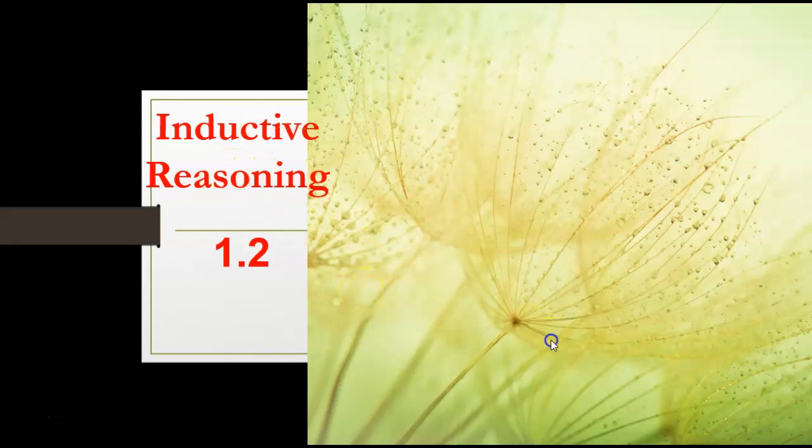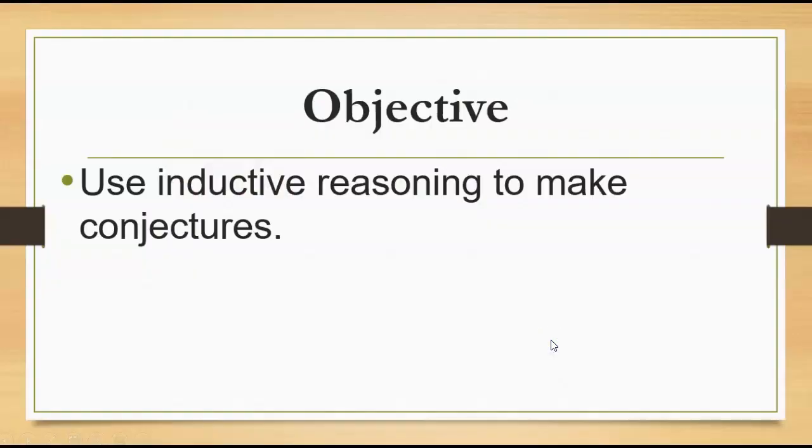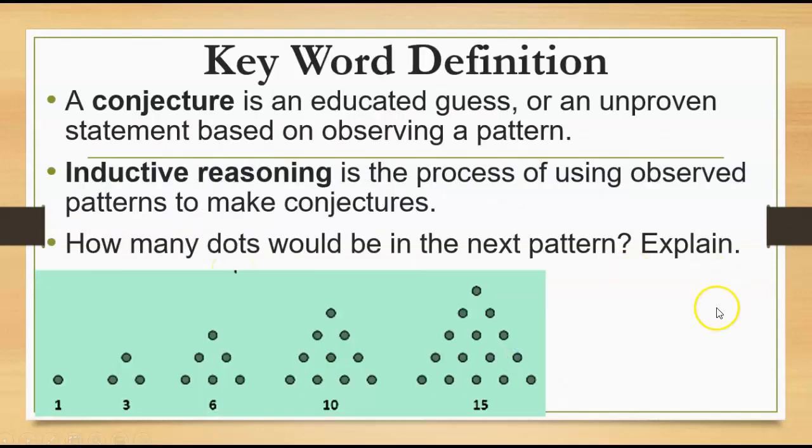There are two types of reasoning, so we'll see what inductive reasoning is and then use it to make a conjecture, which means to predict what's going to happen in the future if a pattern continues. A conjecture is an educated guess, or an unproven statement based on observation. You observe a pattern and then make a conclusion based on that pattern. So inductive reasoning is the process of using that observed pattern to make a conjecture, which is the conclusion.